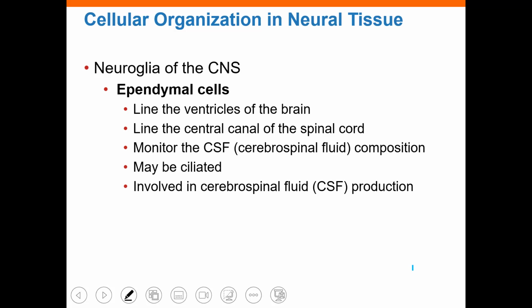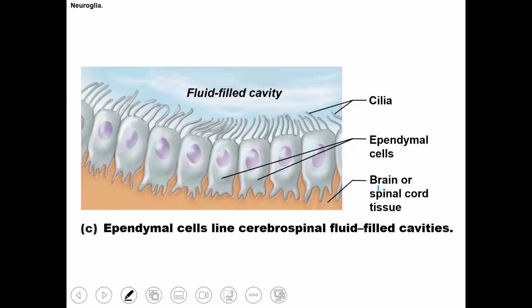It monitors the cerebrospinal fluid, and it might be ciliated. Remember those little hair cells, right? And it's involved in that cerebrospinal fluid production. And here you go. So here's the little cilia, these little hair-like projections. And this kind of looks like hairy teeth, right? So these look like teeth, and those are little hairs there. But no, these are the ependymal cells that line our cerebrospinal fluid-filled cavities, or our ventricles, you could call it.